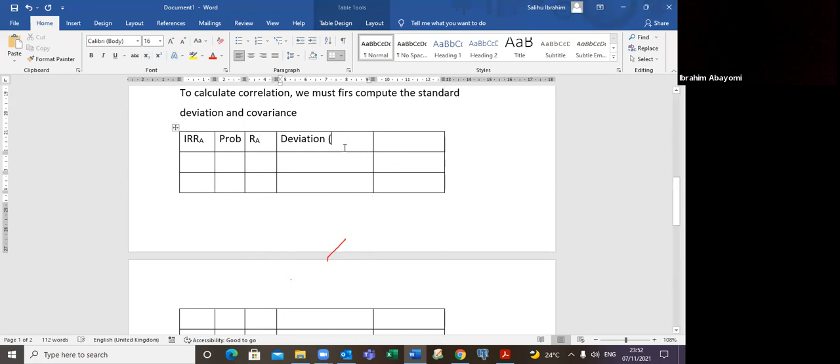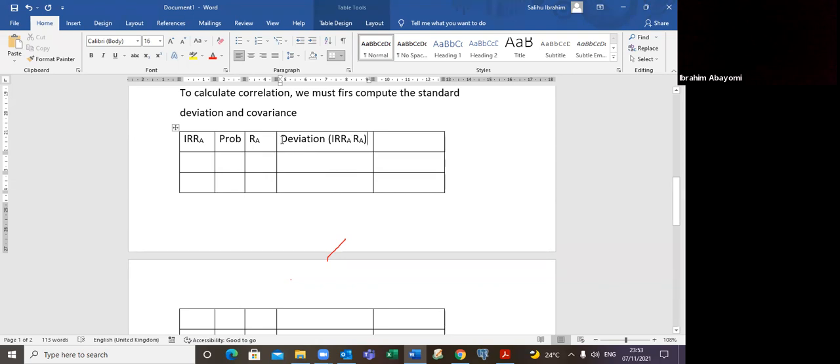So deviation is simply the IRR of A minus the expected return on A. That's the total expected return on A. That's what I'm going to have for this.